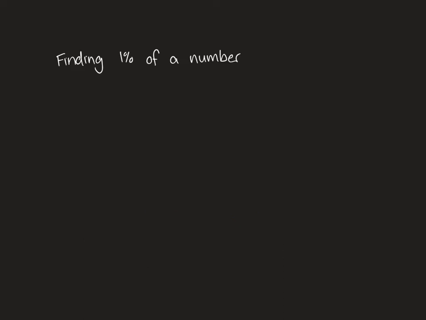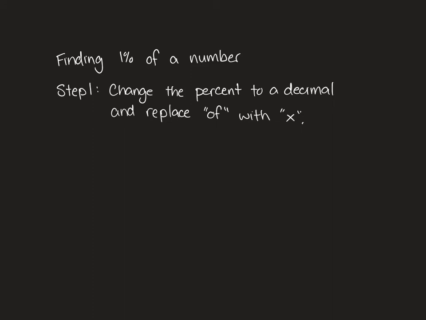We're going to go over 2 steps to find 1% of a number. The first step is to change the percent to a decimal and replace of with the multiplication symbol. I'm going to give you an example below. So if we have 1% of 300, we're changing our percent to a decimal, so that's going to become 0.01, and we're changing of to the multiplication sign, and then we'll put in that last number, 300.